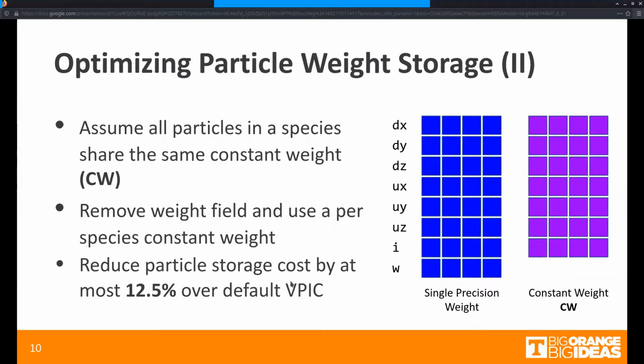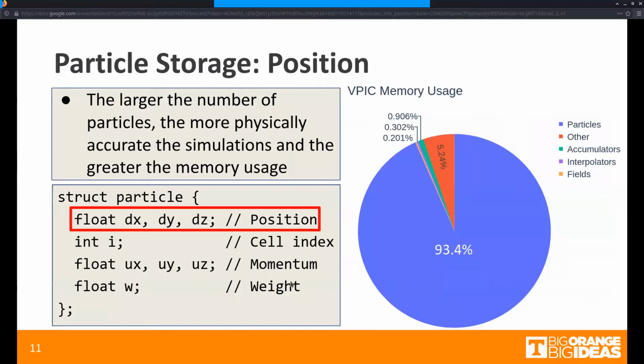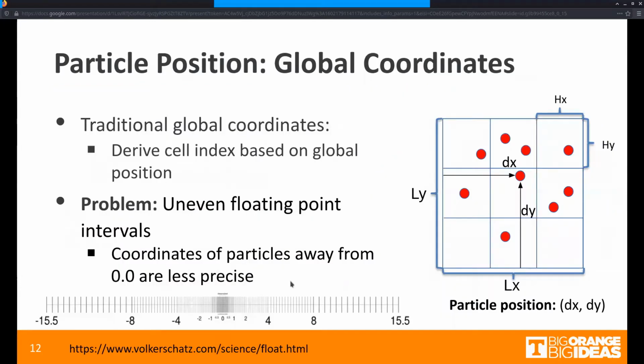Next, we will address particle position. Particle position may be stored in either global or local coordinates. Global coordinates simply store the particle's position in 3D and derive the cell index it resides in based on the coordinates. An occasionally overlooked property of the floating point format that introduces problems is that the values actually follow an almost logarithmic distribution. This means that points further away from zero are less precise, as seen in the figure below.